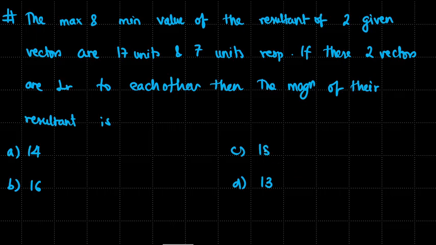So the question is, how do you do it? Let's first look at the question. The maximum and minimum value of the resultant of two given vectors are 17 and 7 units respectively. Let's say there are two vectors, vector A and vector B. The maximum value is just going to be A plus B, which is 17, whereas the minimum value is going to be A minus B.